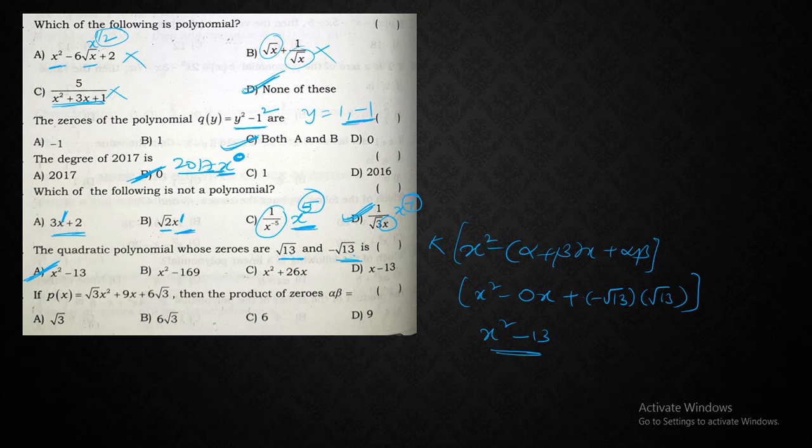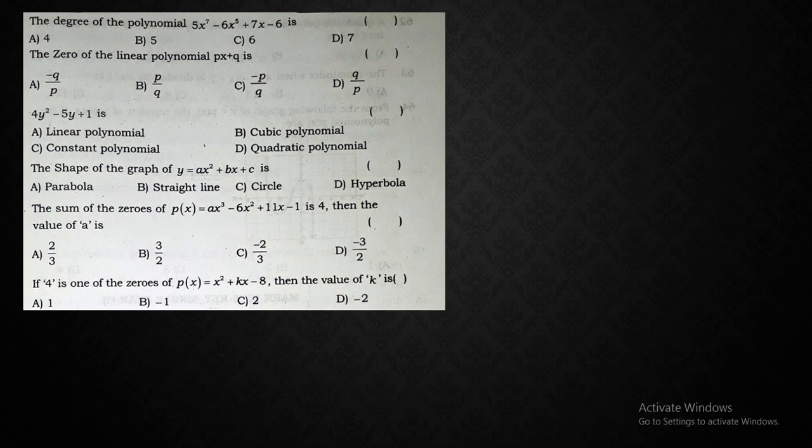Next, p of x is equal to root 3 x square plus 9x plus 6 root 3. Then the product of zeros is being asked. So what is meant by product of zeros? The product of zeros is given by constant by x square coefficient. So what is the constant here? The constant is 6 root 3 by the x square coefficient, which is root 3. So root 3 gets cancelled. So the answer is 6.